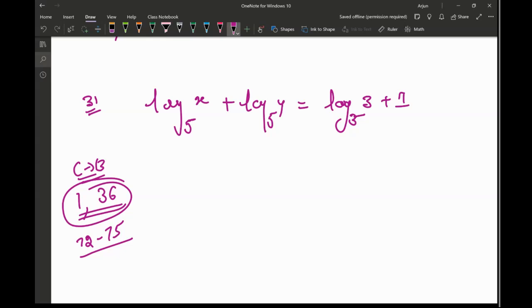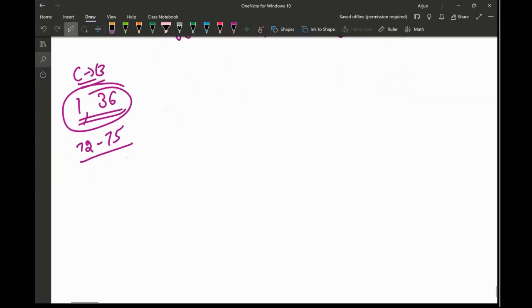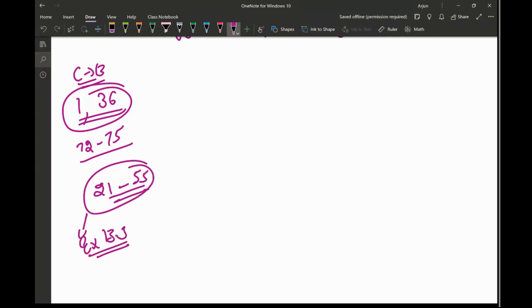And then previously, you can try exercise 13.3. Exercise 13.3 has certain good questions. So from question 21 to question number 55, that should be good enough. This is from exercise 13.3. You can try these questions.